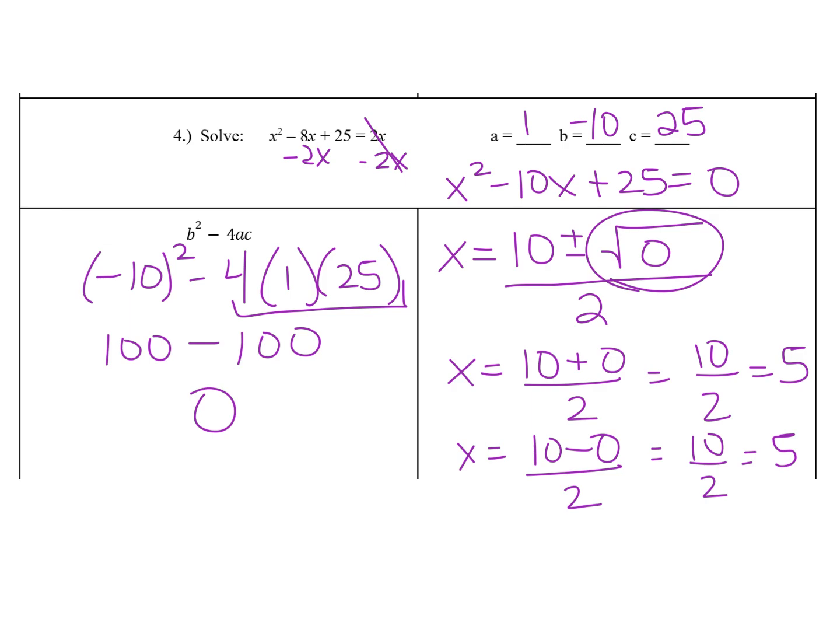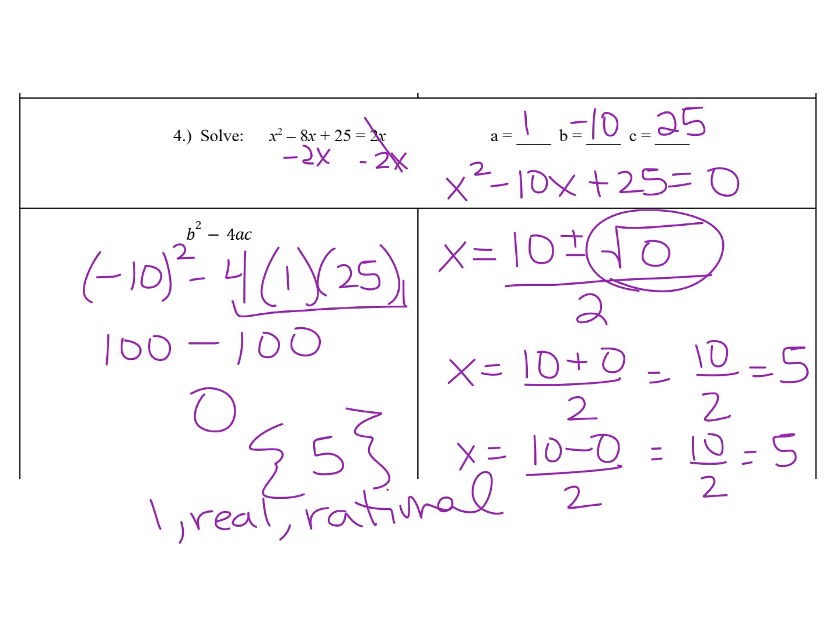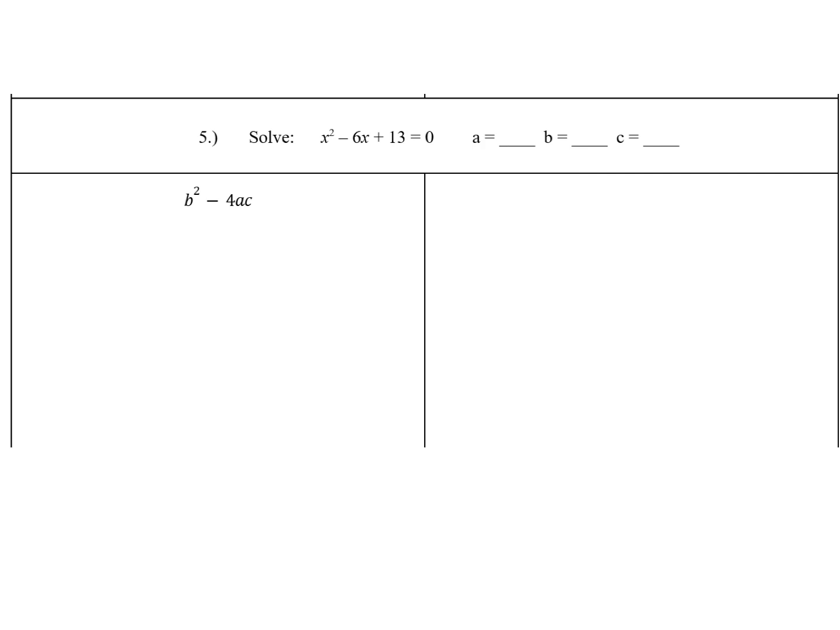So when your discriminant is 0, that means you only have one solution. And so in this case, 5 is my only solution. So I have one real rational solution. That's what we would say this is. One solution, it's real, and it's rational. Okay, let's take a look at the last problem.